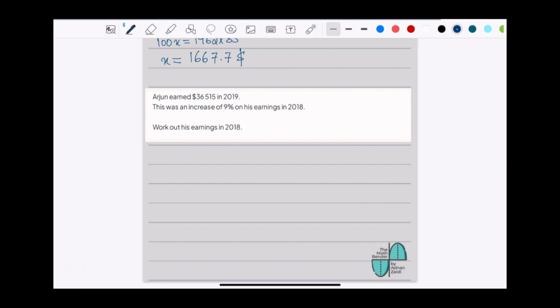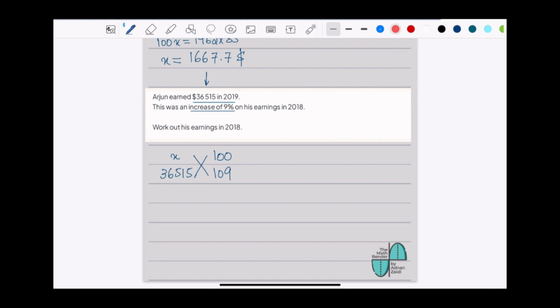So let's look at another question here. Arjun earned this much amount of money in 2019. This was an increase, so this amount was not the original one. This was an increase of 9% on his earning, which was originally in 2018. So let's call the amount in 2018 the original amount, x, because we need to find that out. So that is 100%. The increased amount, since it was a 9% increase, makes it 109. And it was 36,515. You cross them out.